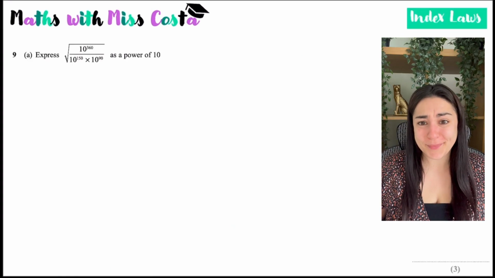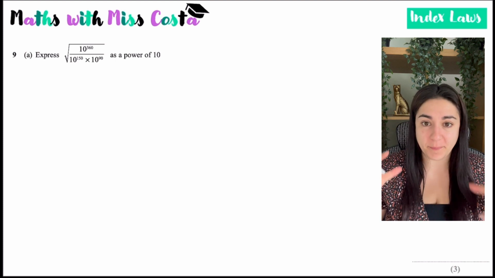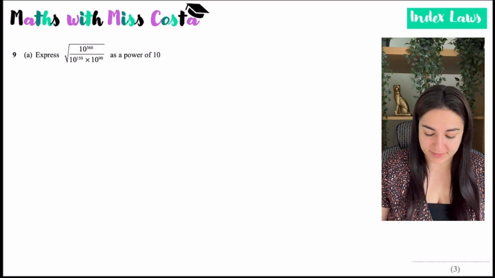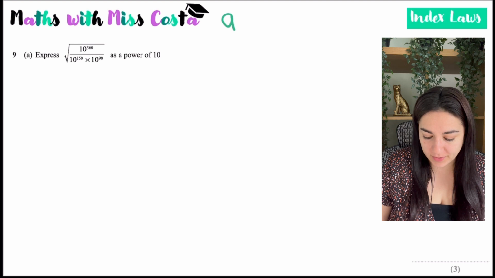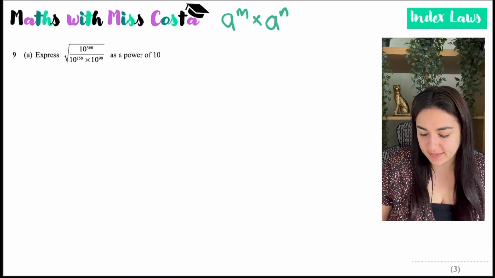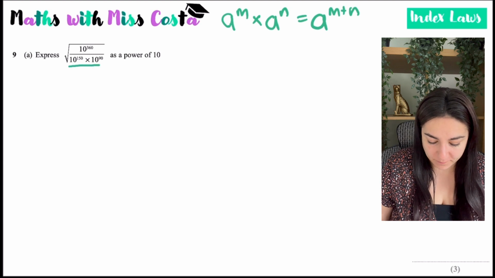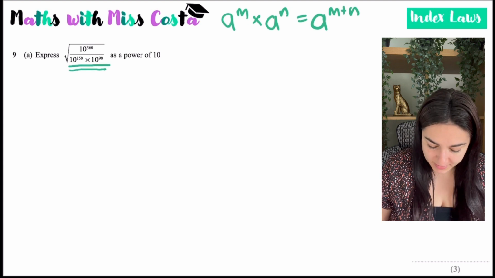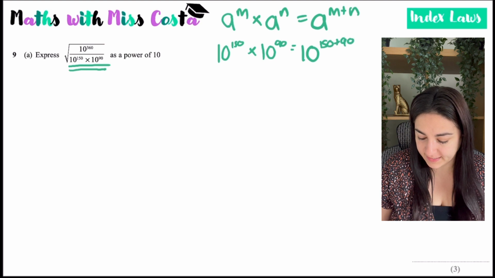Okay, so here we've got a slightly complicated looking indice, but if we just break things down bit by bit, applying all of the things that we know, we can go through this question. So the first thing that I probably want to do is think back to my index laws. When I'm multiplying indices, I just add the powers. So if I had a to the power of m times a to the power of n, I would end up adding the 2 powers. So using that, I can simplify the denominator. 10 to the power of 150 times 10 to the power of 90 must equal 10 to the power of 150 plus 90, which is 10 to the power of 240.